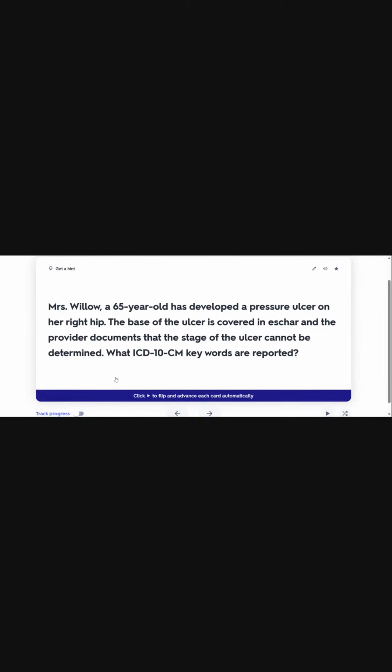All right, exactly. So yes, pressure ulcer, we got that right hip. And then also it's good to mention that the stage of ulcer cannot be determined. So everyone got that one. Great job. Way to put that in the chat.